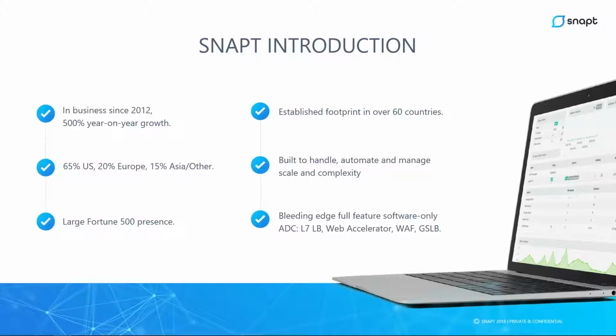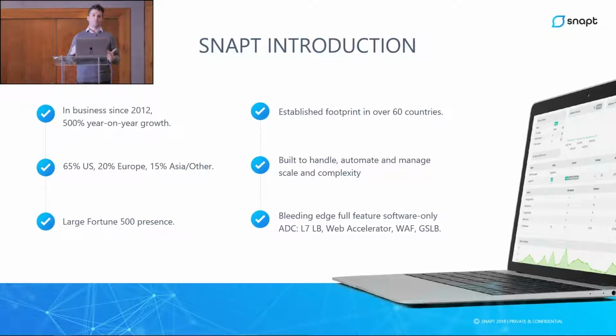Snapt in that space is focused on software solutions, obviously. So we're a software-only product. Many of the people in the market now have software solutions as well, of course, but we focus a lot on what people need in the cloud, performance in the cloud, performance on commodity hardware in the cloud. It's not really a copy of a hardware solution, if that makes sense. It was built as software.